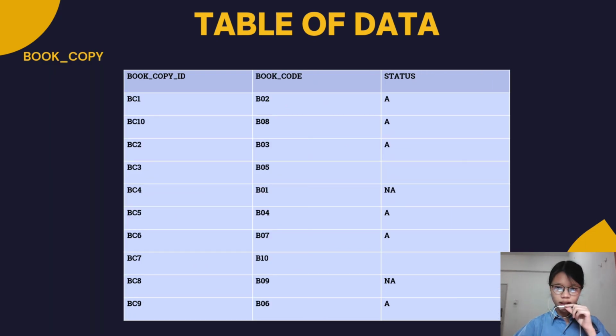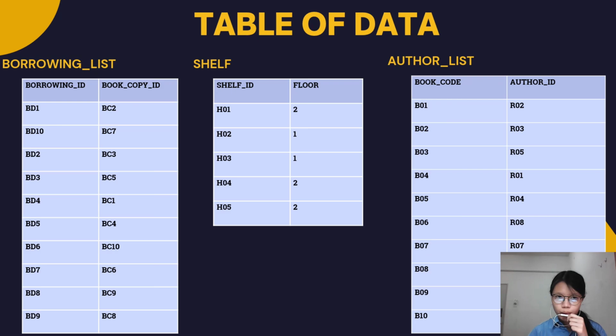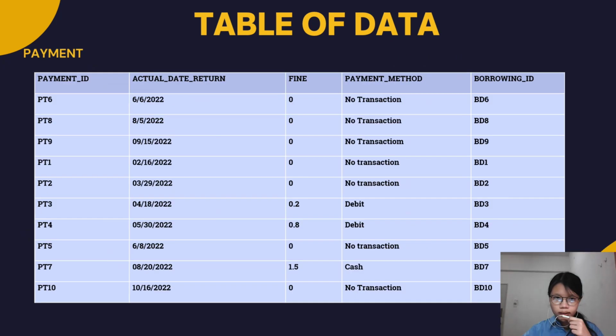This is the book copy table with 10 data. This is the borrowing table with 10 data. There are the borrowing list table with 10 data, staff table with 5 data, and author list table with 10 data. This is the payment table with 10 data.